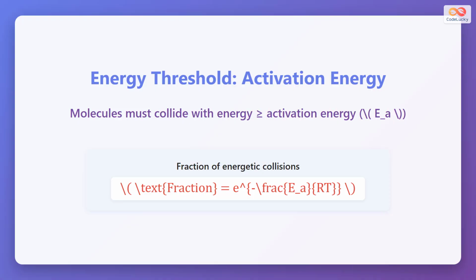The first condition is about energy. Molecules must collide with energy greater than or equal to a minimum value called the activation energy. Denoted as E sub A, this is the energy barrier that must be overcome for bonds to break and new bonds to form. The fraction of molecules that have enough energy to react is given by the exponential function, e to the power of negative E sub A divided by RT, where R is the gas constant and T is the absolute temperature. This explains why increasing temperature dramatically increases reaction rates. More molecules have sufficient energy to overcome the activation barrier.